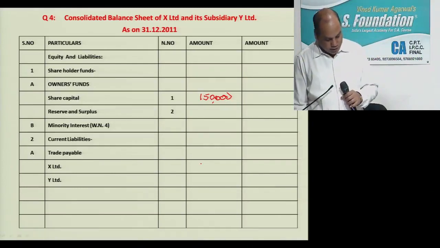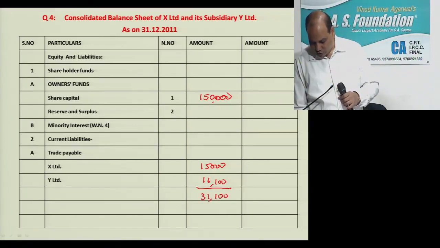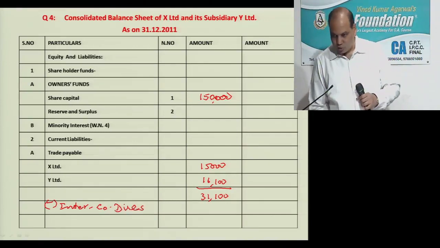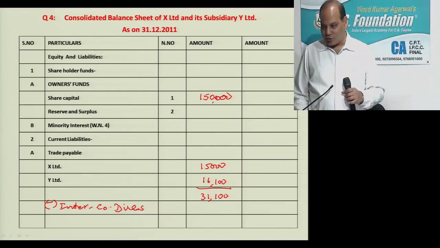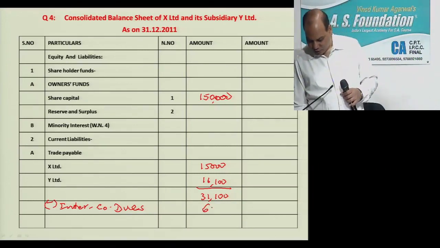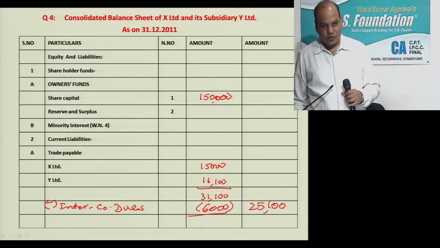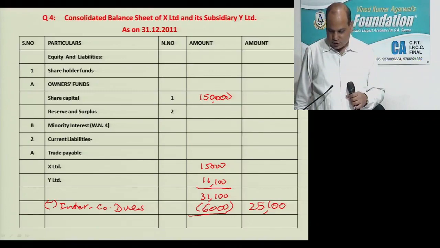Trade payable, first column, X Limited, 15,000. Y Limited, 16,100. Total is 31,100 less intercompany dues. How much? Outer column 25,100. Okay. And then you come to the asset side.